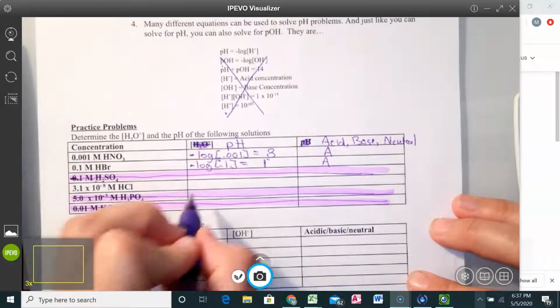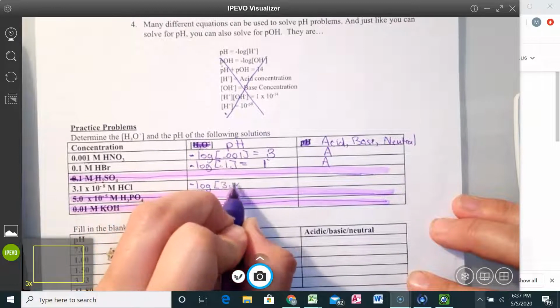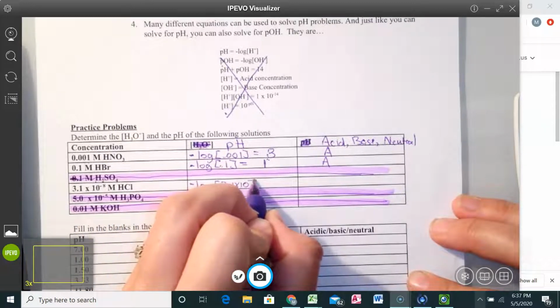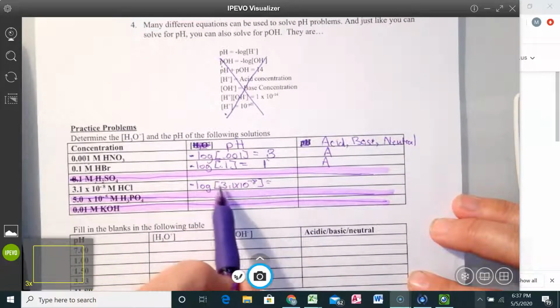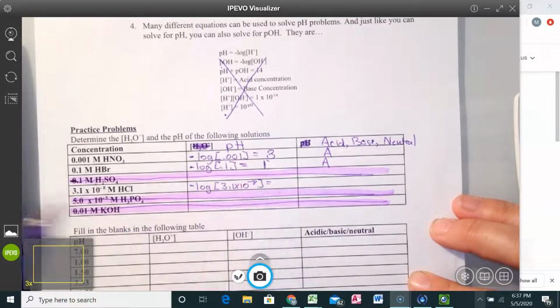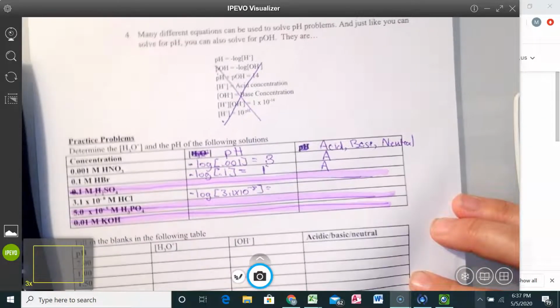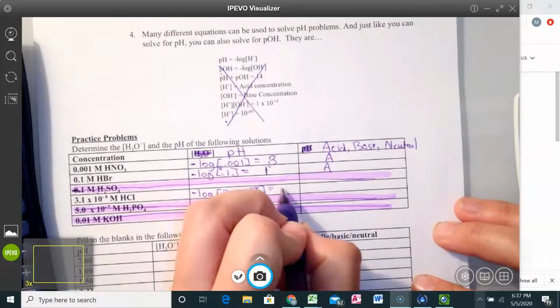For this one right here, same thing, the negative log, but now 3.1 times 10 to the negative 8. Now here's one where you can't just go, it's going to be 8, because this 3.1 might mess us up. So you have to plug it in. If it was just 1 times 10 to the something, you don't even have to do the math, you can see. But in this particular case, once we plug it in, we get 7.5.